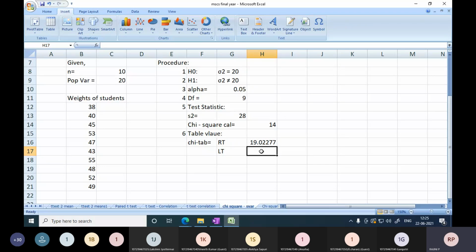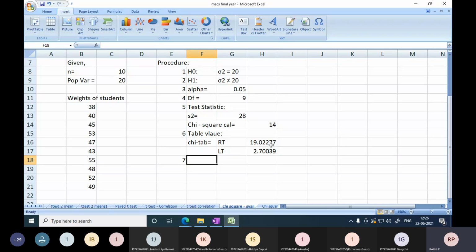Now for the left tail, it is equal to chi inv. Open the bracket, 1 minus alpha by 2. Alpha by 2 is 0.05 by 2. Comma, degrees of freedom, close the bracket, enter. Did you understand what the left tail value is? Now, after finishing the table value, I hope everybody understood how to find the right tail and left tail for the two tail test. Is it clear?